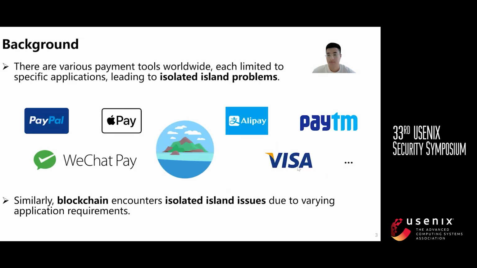Of course, because besides the two mentioned payment tools, there are many others like WeChat Pay and Apple Pay. Each has its own application scenarios, and they cannot interact directly with each other, which we call the isolated island problem. Similarly, blockchain also faces the isolated island problem.